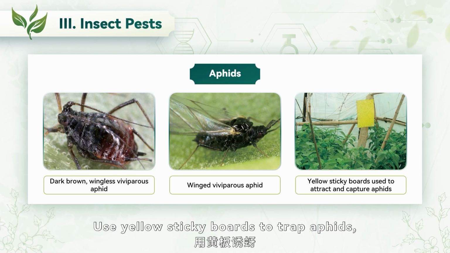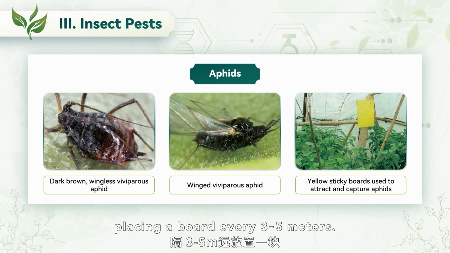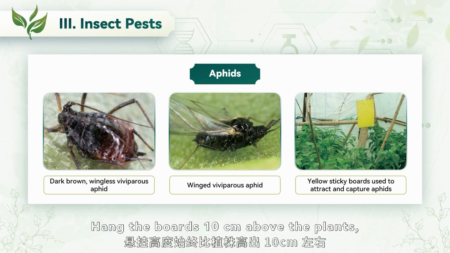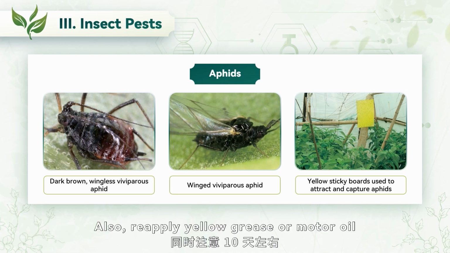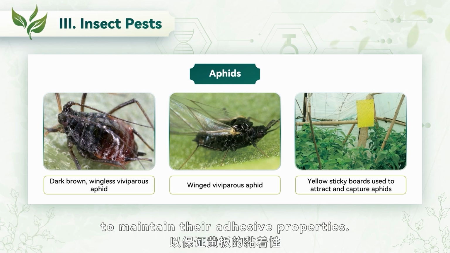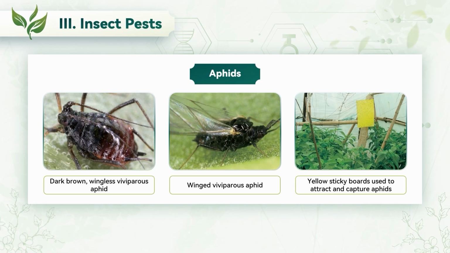Use yellow sticky boards to trap aphids, placing a board every 3 to 5 meters. Hang the boards 10 centimeters above the plants, positioning them east-west. Also, reapply yellow grease or motor oil to the boards every 10 days to maintain their adhesive properties.